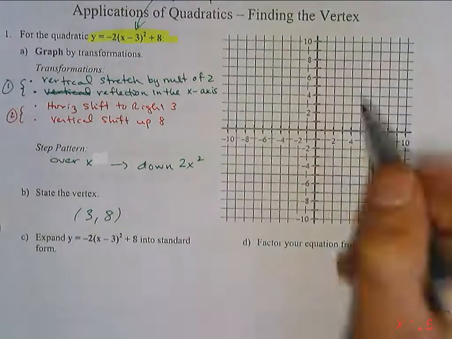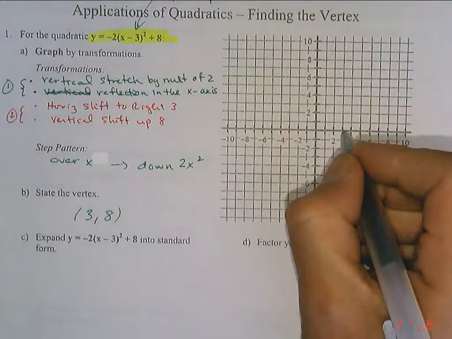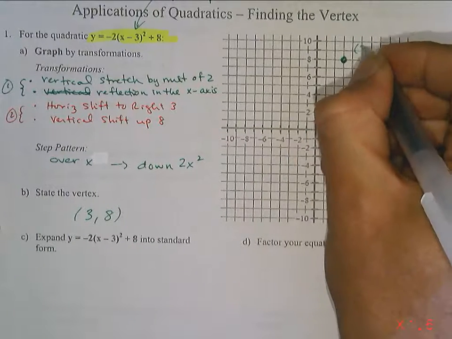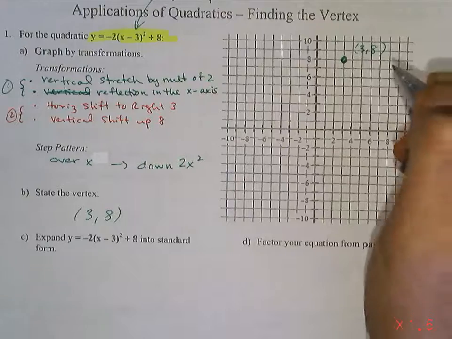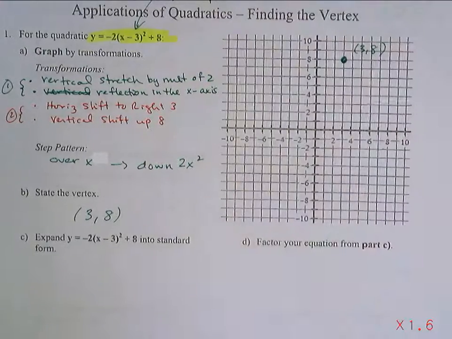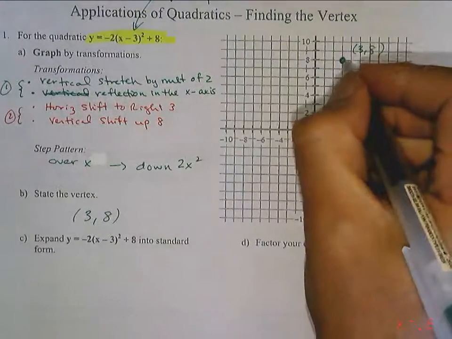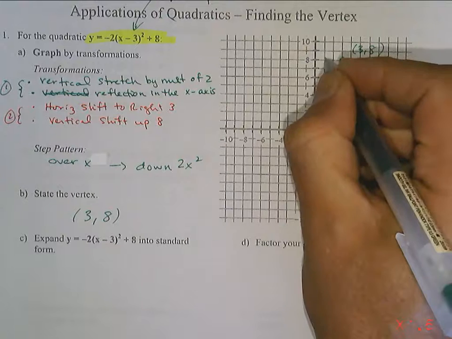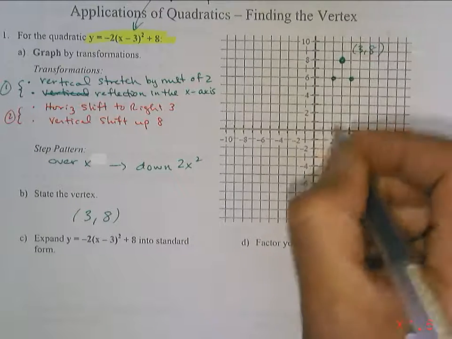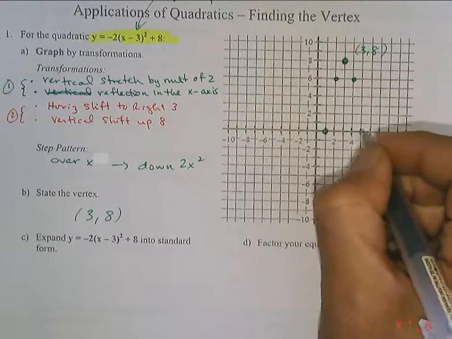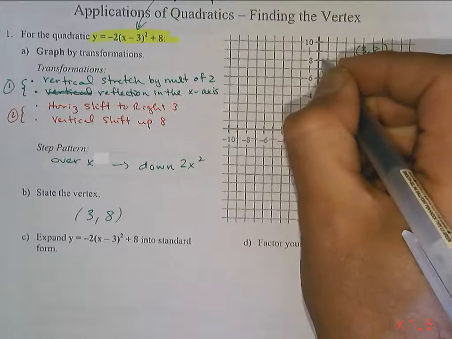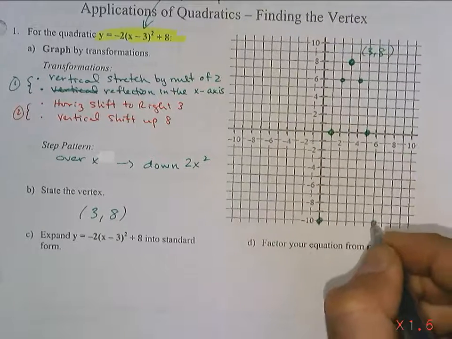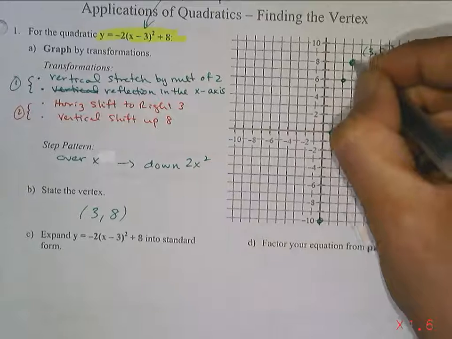So let's put in the vertex. 1, 2, 3, up to 8. 3, 8. And then we're going to use my step pattern to get the next one. So it's over 1, down 2 from the vertex, over 1, down 2 from the vertex, over 2, down 8 from the vertex. Well, if this is 8, then this is down 8. And then it's going to be over 3, down 18. Well, that's kind of a pretty little graph on that grid. And it goes something like this.